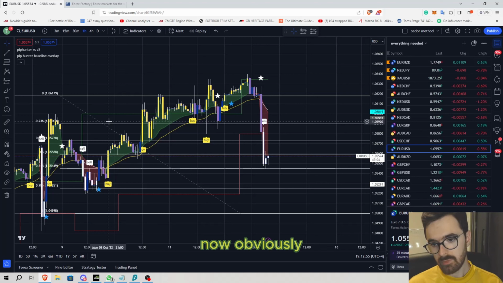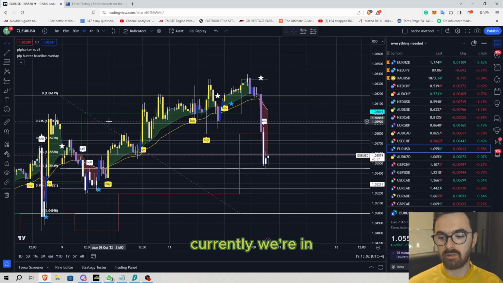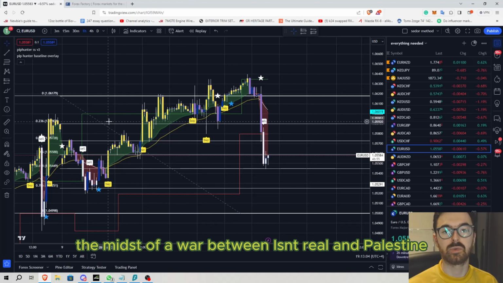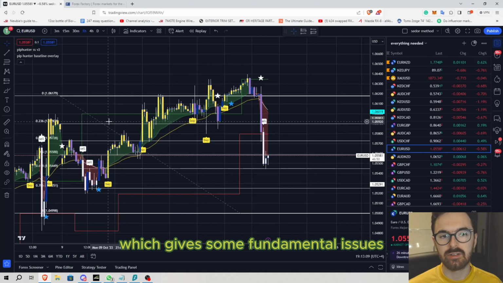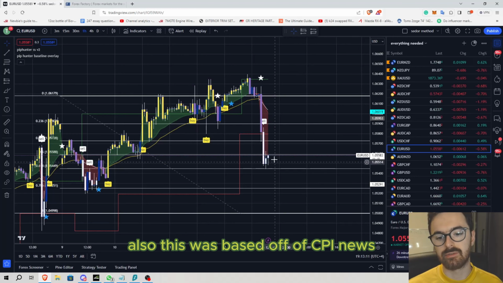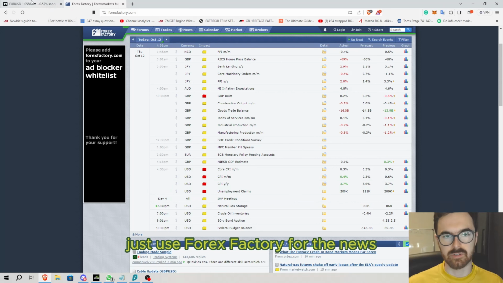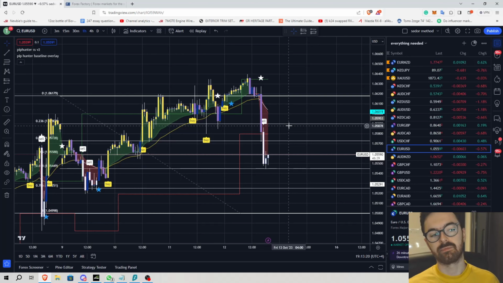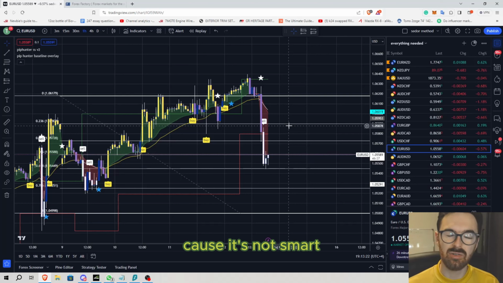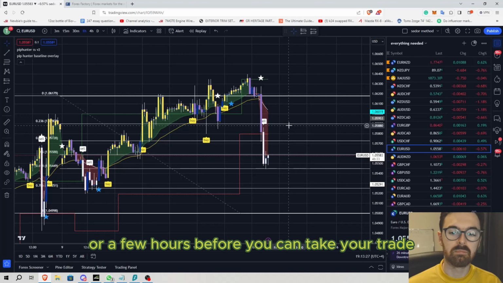Now, obviously, a bunch of these pairs that I've just shown you are USD pairs and gold. Currently, we're in the midst of a war between Israel and Palestine, which gives some fundamental issues. Also, this was based off of CPI news. Forex Factory gave results earlier. Just use Forex Factory for the news and you'll be able to avoid looking for trades just before news, because it's not smart. Just wait till after news, for instance, an hour after, or a few hours before you can take your trade.